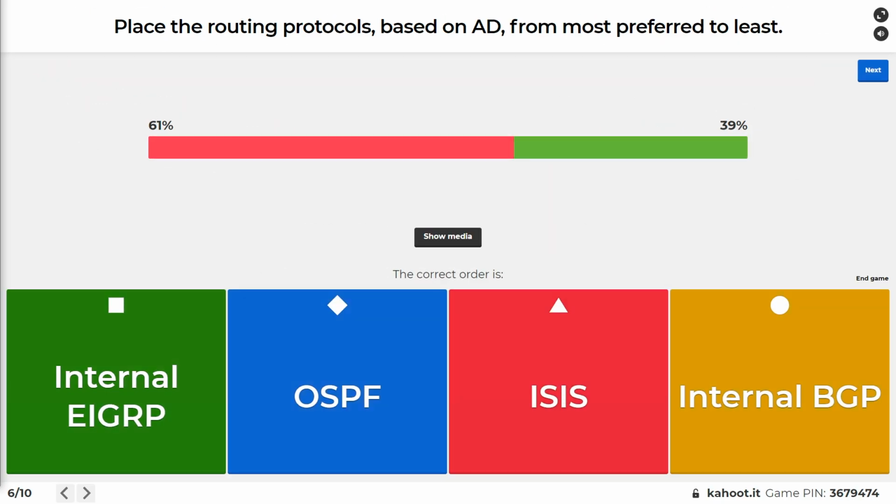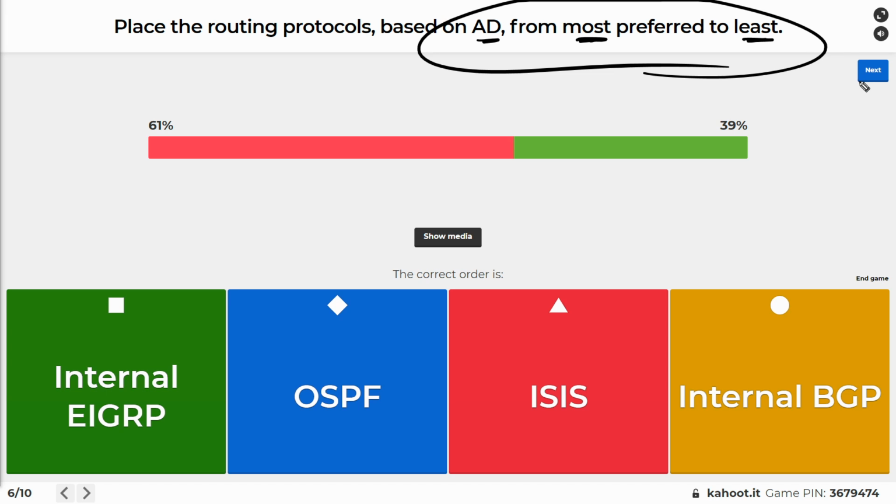We have 39% of the crew got this correct. Let's talk about the details of why the correct answer is correct. And let's start with this. Place the routing protocols based on AD from most preferred to least. So the most preferred would be a lower AD. So we're really looking from a low AD to high AD. And so for this, we could say, well, internal EIGRP has an administrative distance of 90.